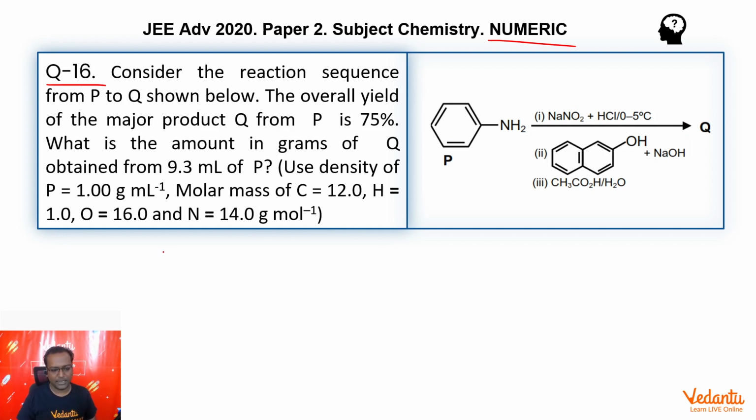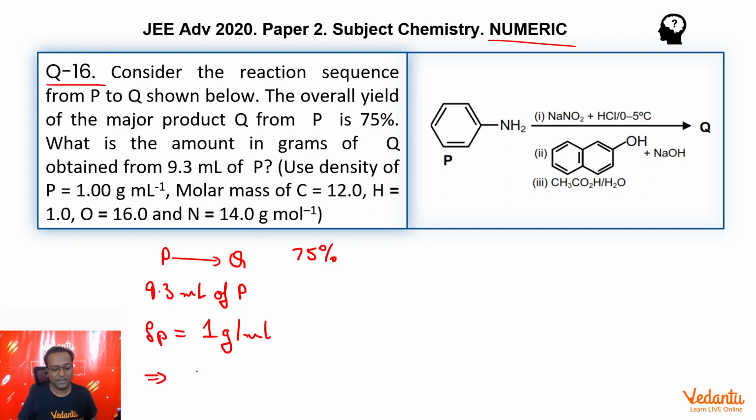He says that P to Q, the yield here is 75%. Then he says I have 9.3 ml of P. Okay, and then density of P is also given to us. Density of P is 1 gram per ml. What does this mean, guys? This means that the weight of P given to us is 9.3 gram. Okay, now what is P? P is aniline given to us.